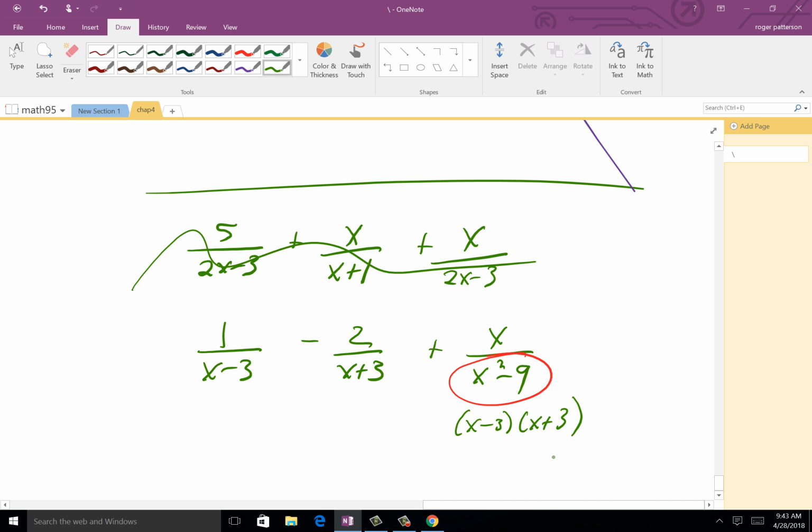And while I don't really want to multiply, if I understand fractions and how they work, I don't want to multiply this by this whole thing, and I don't want to multiply this by this whole thing. I really don't have to, because we have an x minus 3 and x plus 3 here. So what do we need here to make this work?